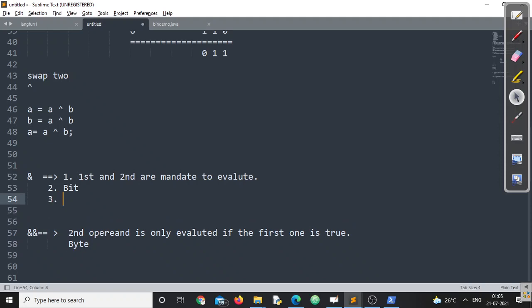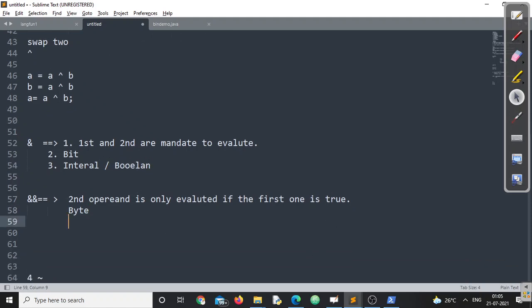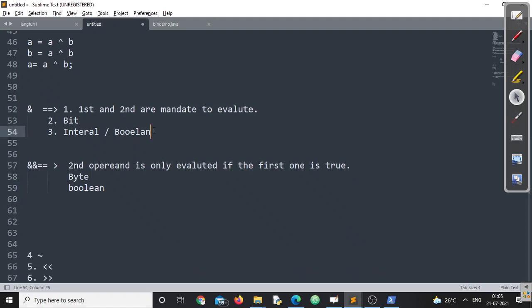The third one, what it produces, it now produces one integral value. It always produces an integral value, or if you are operating on Boolean, it can produce a Boolean value. But here in logical AND, it only produces a Boolean value. It cannot produce anything other than that, right? But here the operands could be both.